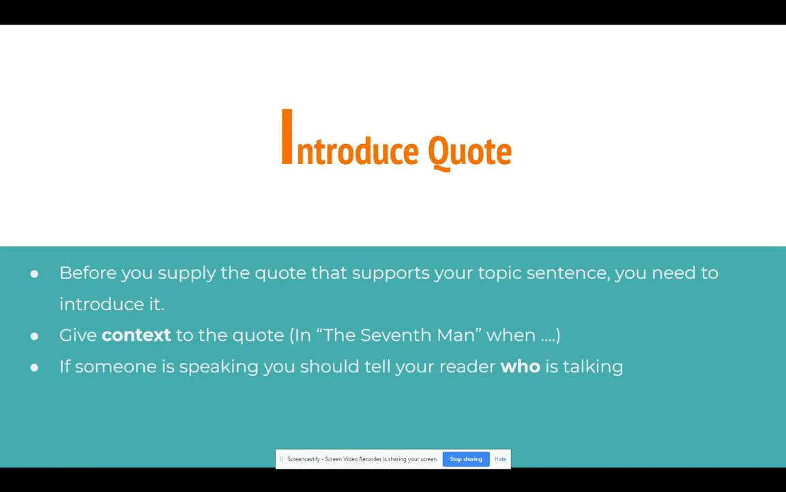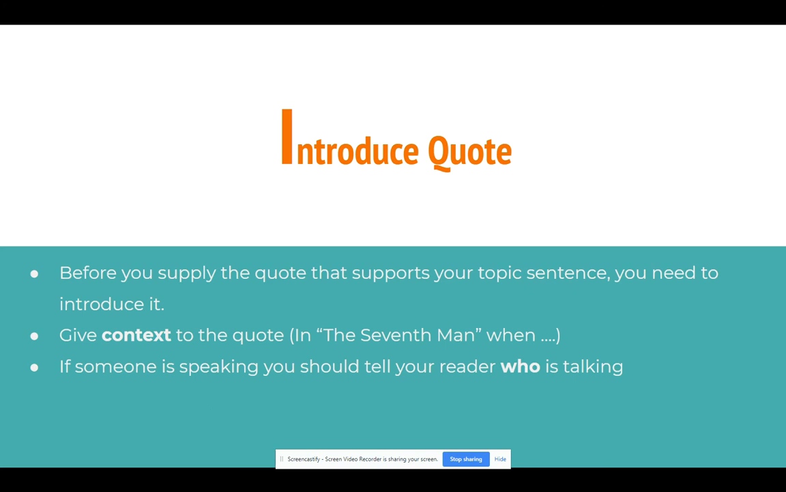Now, this part's exactly the same. We're going to introduce our quote. We have to supply information that lets people know where we're getting our evidence from. So again, if you're using a story, say what story it's from. Give us some context, what's happening in the story at that time. If someone is speaking, tell us who it is.